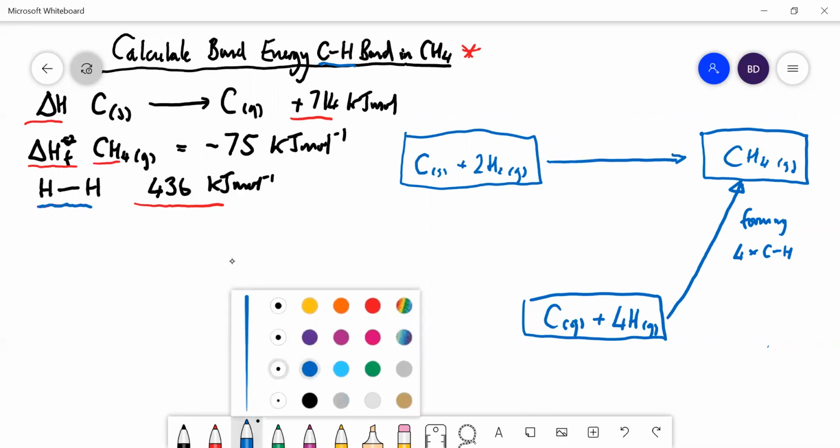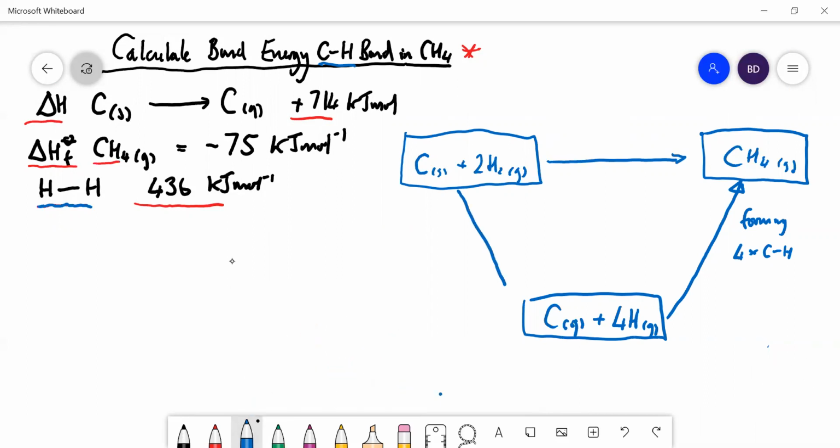This one, we're going to have to break all this up into the gases. Right, now do we have any of the values there? Well, we do have the value for the hydrogen. So that's going to be 2 times 436, isn't it? 2 times 436. It's going to be positive because we're breaking those bonds.